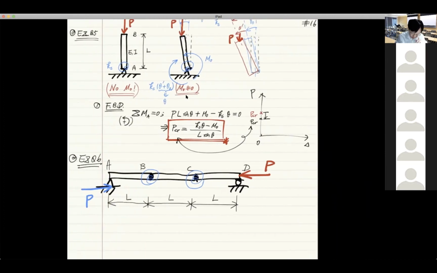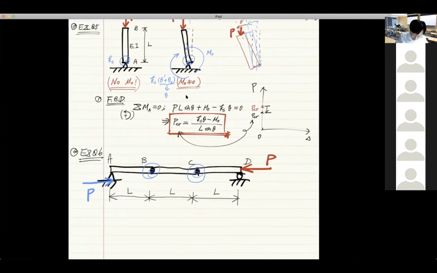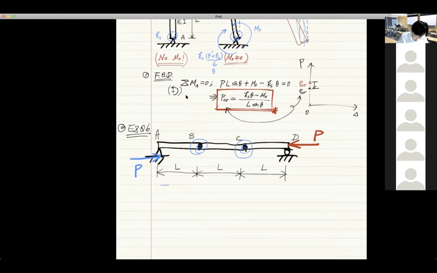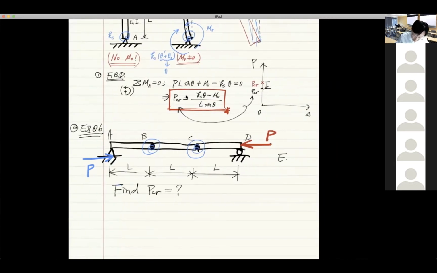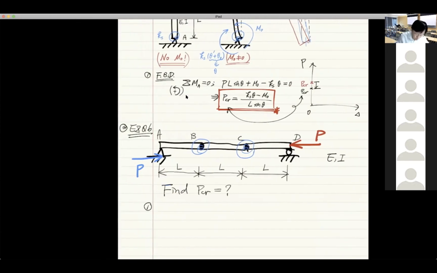Now, what we need to know is to determine the buckling load. So that's the problem. What we need to do is to find out the PCR, the buckling load of this structure. And of course, by assuming that the regular E and I's still apply to this structure. So you have the E and I's. It's uniform. They don't change.